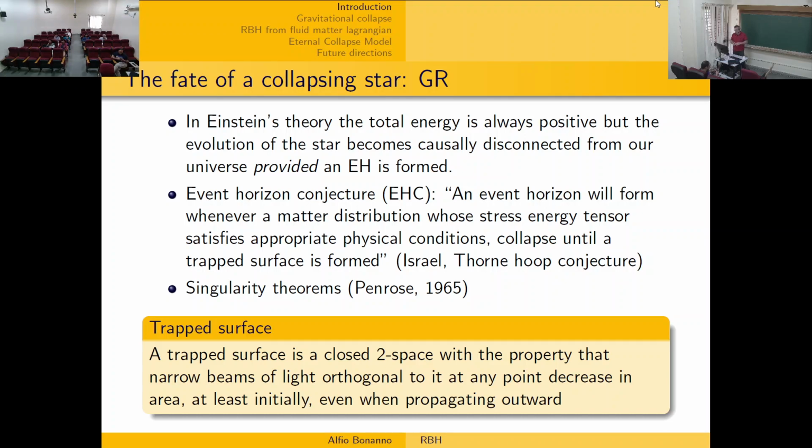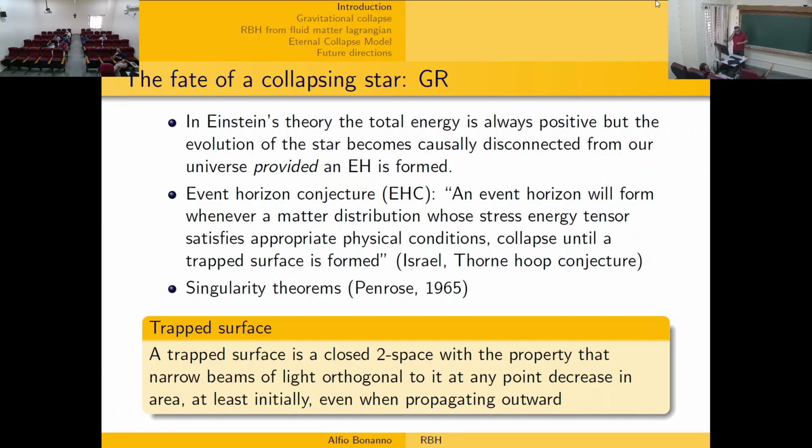But what happens is that the evolution of the star at some point becomes causally disconnected from our universe, provided an event horizon is formed. So you form the event horizon, and that is basically the null hypersurface that saves the paradoxes we have discussed before. The star goes through the event horizon. And therefore, people have started discussing conjectures like: under which condition do we form an event horizon?